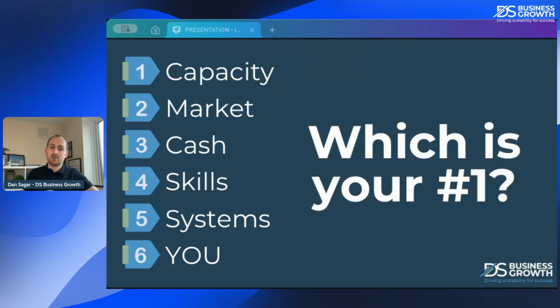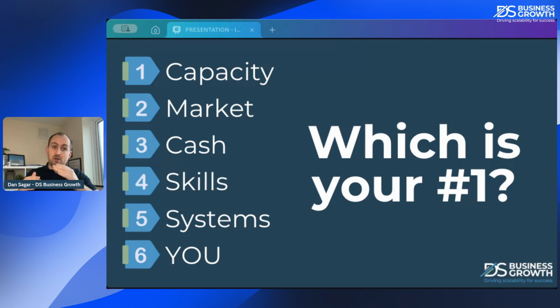Okay, and if one of those things or more than one of those things is apparent for you, have a think and just write down which is your number one. Okay, if you've got multiple constraints, have a think which is the biggest blocker right now, because by focusing on just one of these things is what will help you. And then once that's resolved or improved, you can then start to look at the next one.